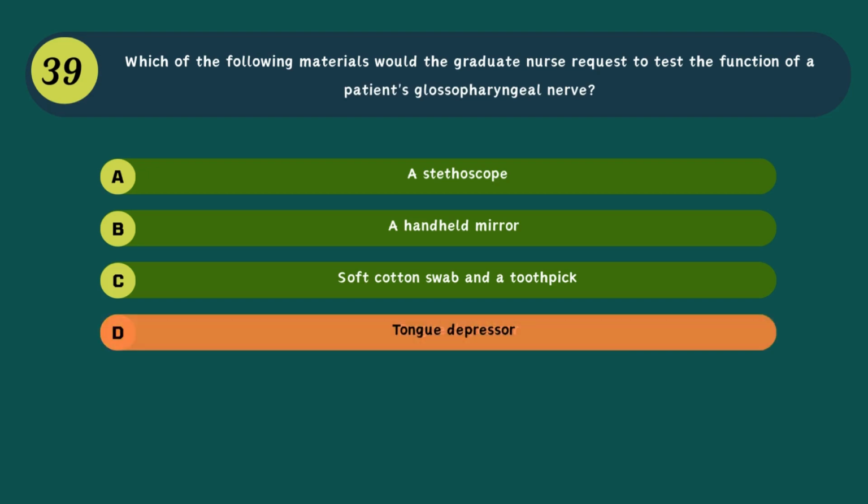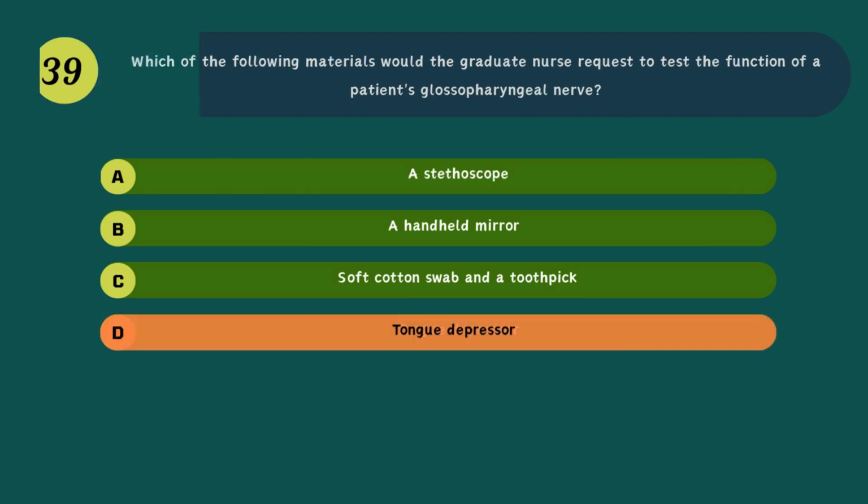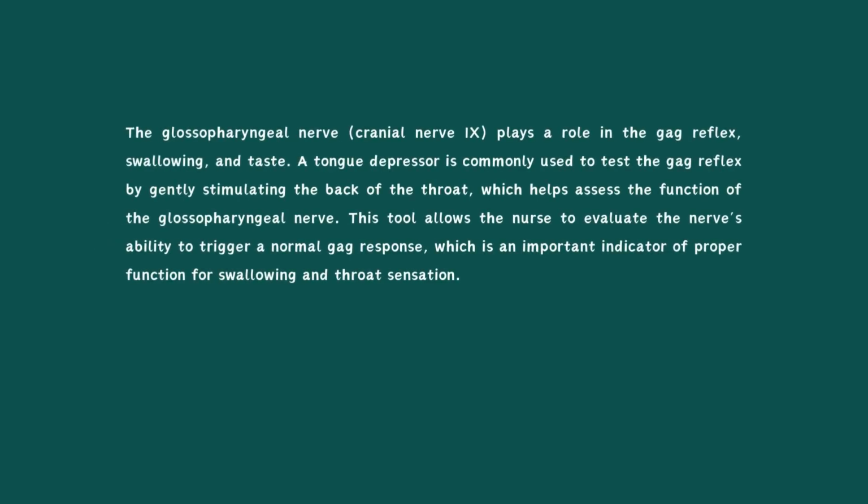Correct answer. D. Tongue depressor. The glossopharyngeal nerve, cranial nerve 9, plays a role in the gag reflex, swallowing, and taste. A tongue depressor is commonly used to test the gag reflex by gently stimulating the back of the throat, which helps assess the function of the glossopharyngeal nerve. This tool allows the nurse to evaluate the nerve's ability to trigger a normal gag response, which is an important indicator of proper function for swallowing and throat sensation.